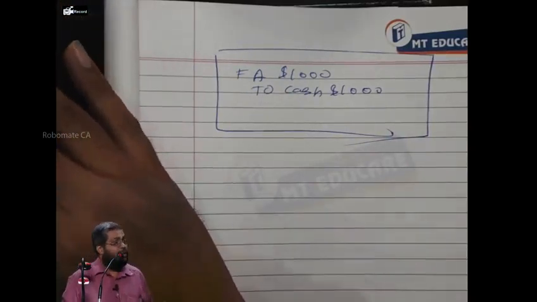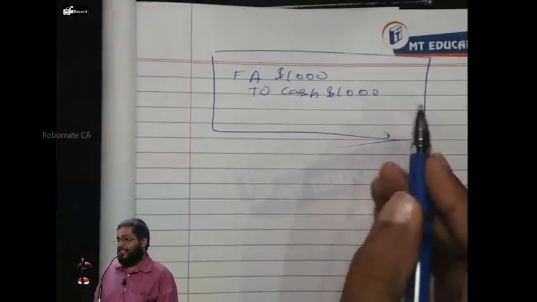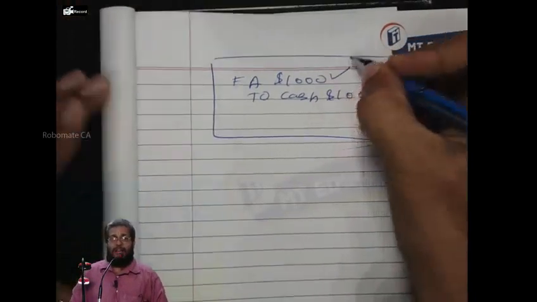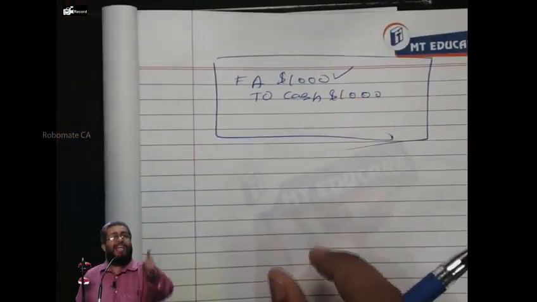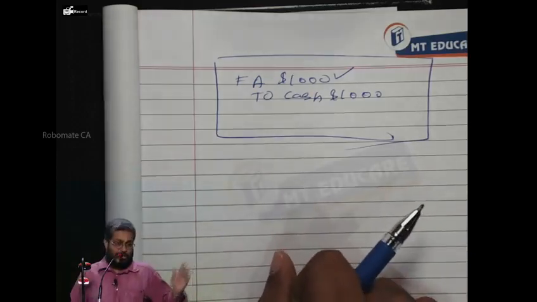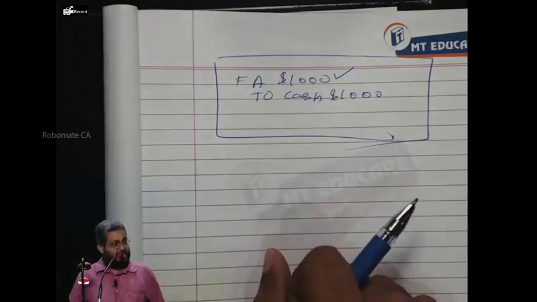Yes or no? Now, for me, cash $1,000 goes out, no problem. But I will not say the fixed asset is $1,000. The fixed asset value is the value of the project. Everybody following or not? Yes, sir. Okay, I'll tell you 2 or 3 situations here. Okay, now.